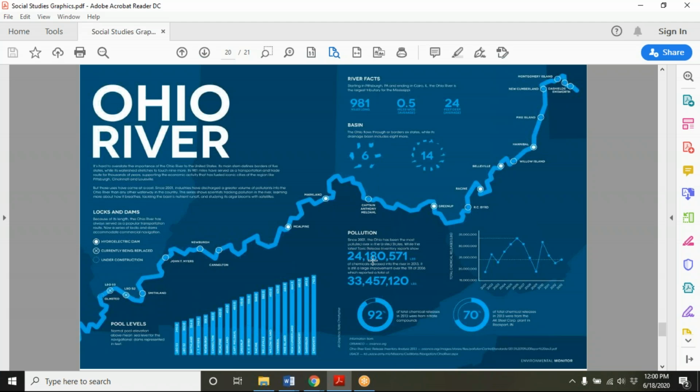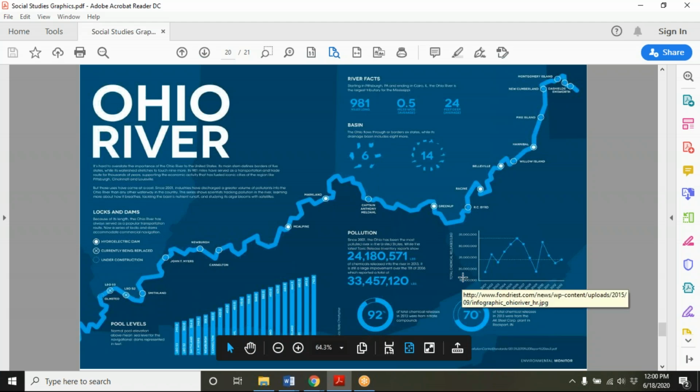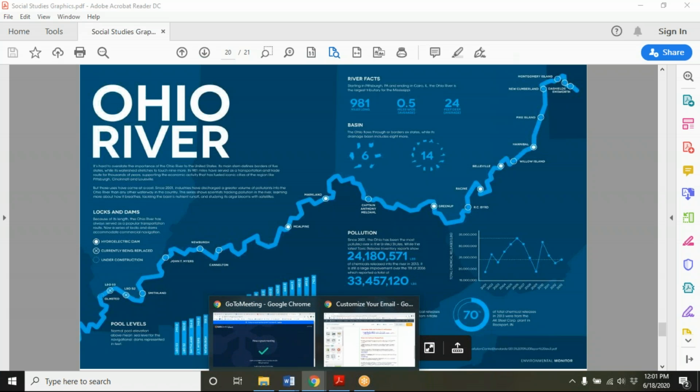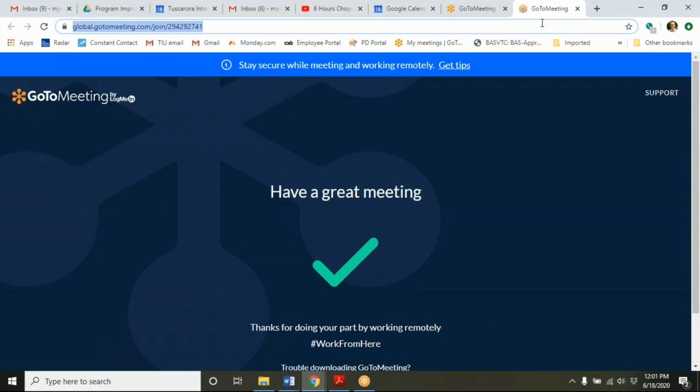River facts, pollution, total chemicals released, this line graph here, bar graph. So infographics can be fun. People design them to be very attractive and cool looking, with lots of information. That's not something you're going to see generally in the GED test, but what they call infographics are, well, let's do a quick Google search here.